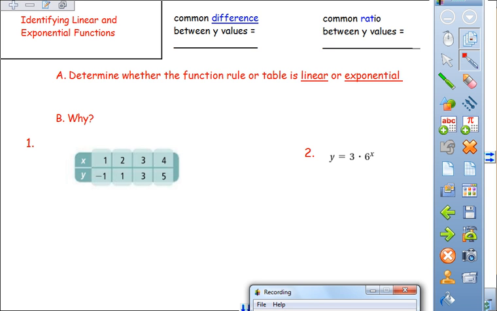Here's part 2 of video 7.6 algebra. Part A, it says determine whether the function, rule, or table is linear or exponential.